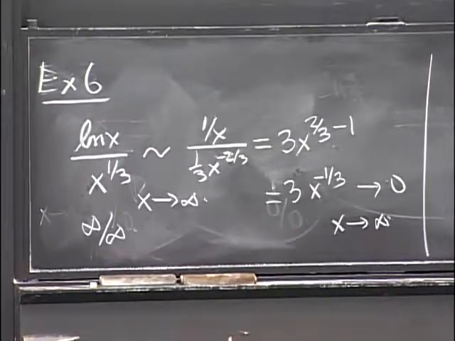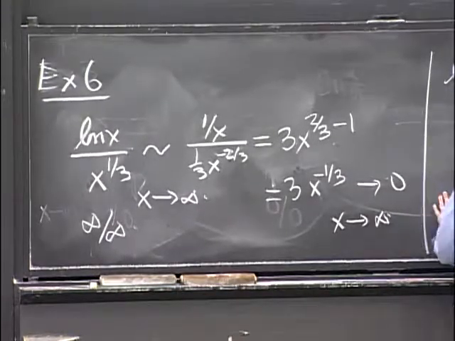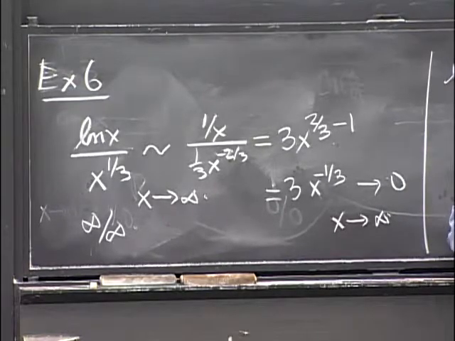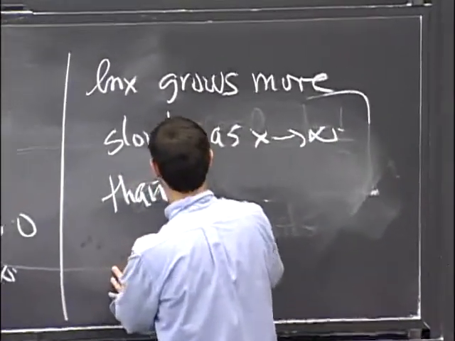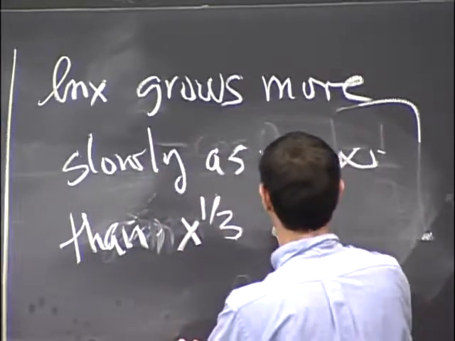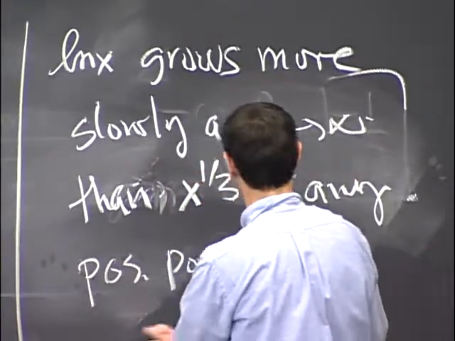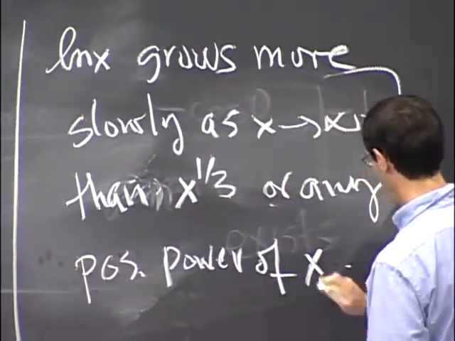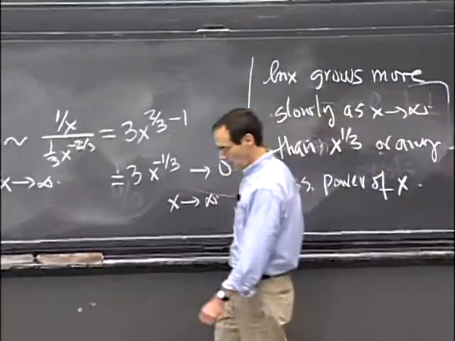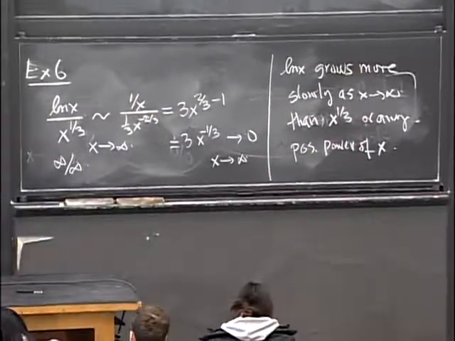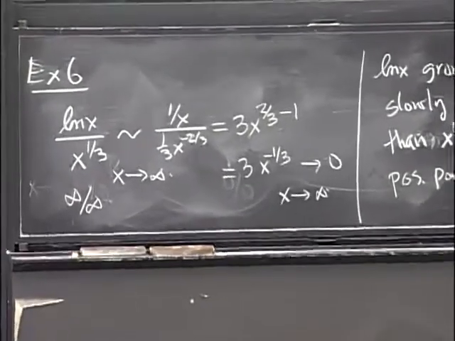And so the conclusion is that log x grows more slowly as x goes to infinity than x to the 1/3 or any positive power of x. Okay? So any x to the p, p positive, will work. So log is really slow going to infinity. It's very, very gradual. Yeah, question?